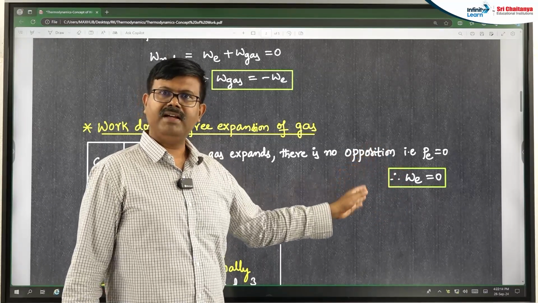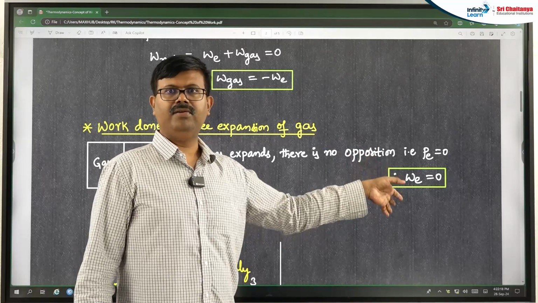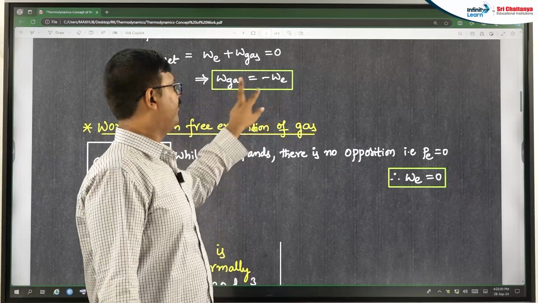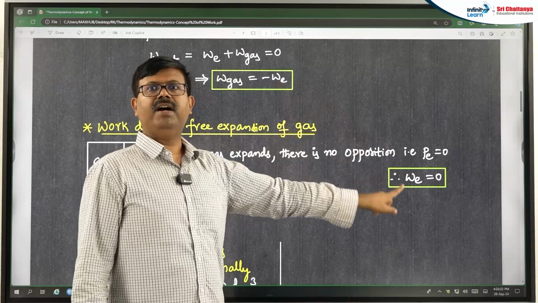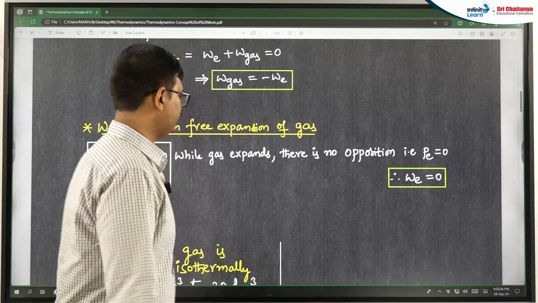Whether work done by the external forces or work done by the gas, both will be 0 because they just differ in the sign only. If W is 0, work done by the gas is also 0.